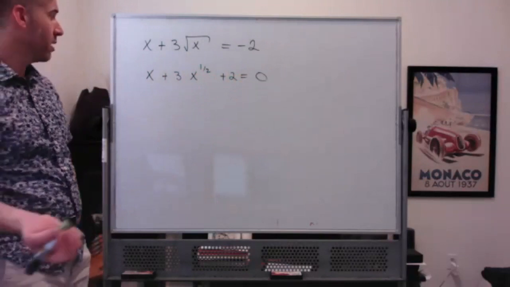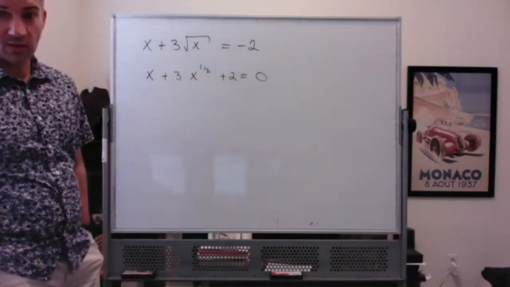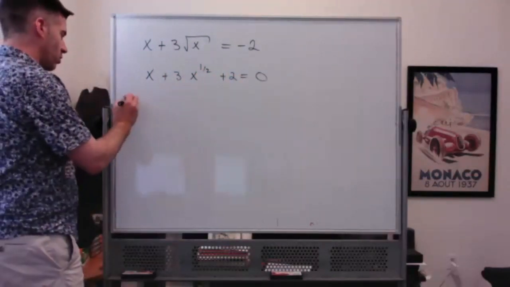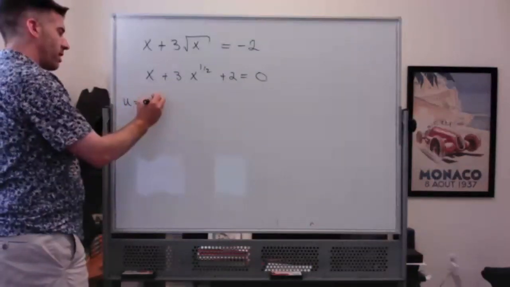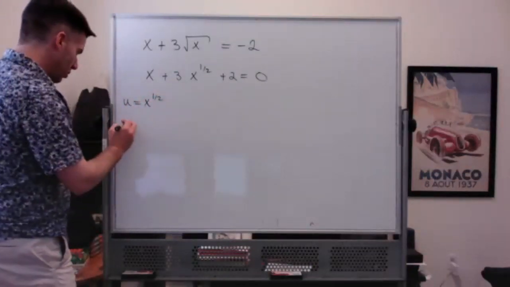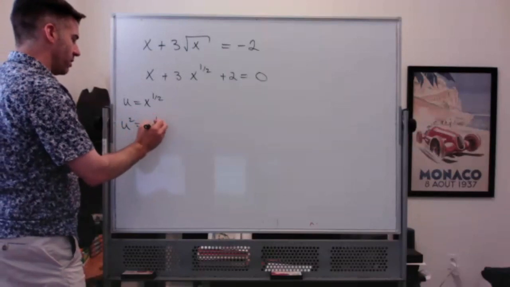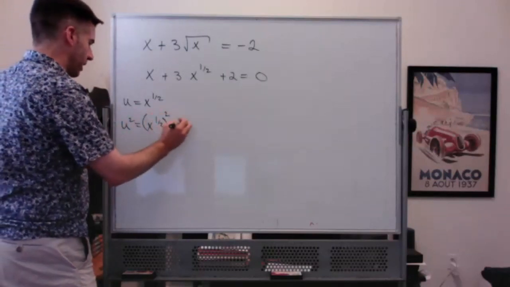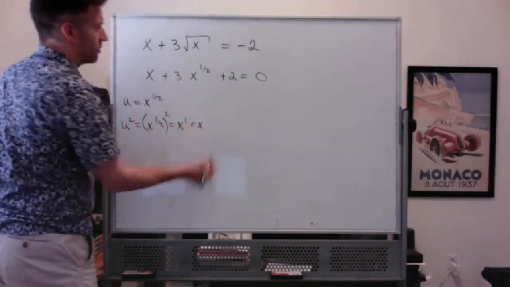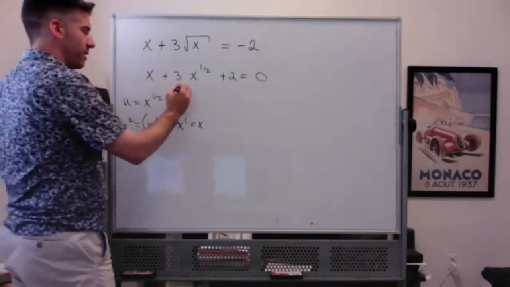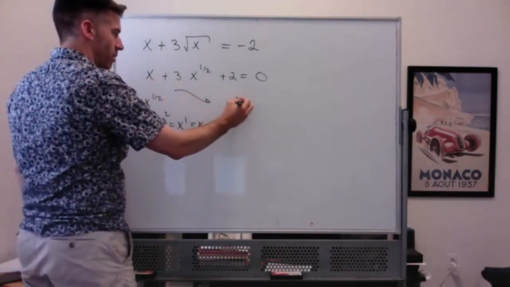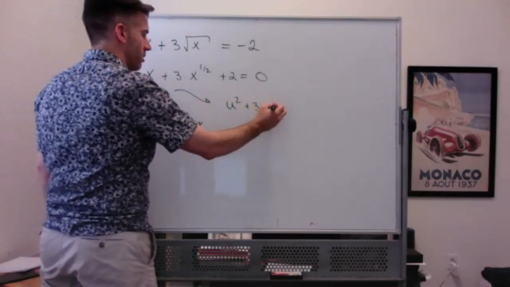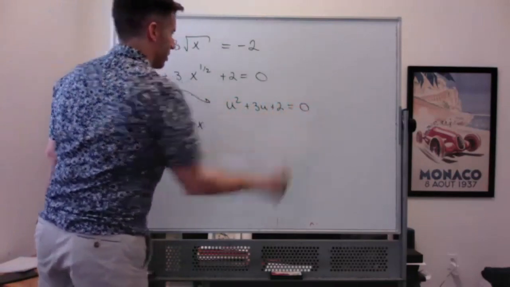All right. And then let's do the usual thing. We're going to let u equal x to the 1/2. And then u squared will be x to the 1/2 squared, which is x to the 1, which is just x. So we're going to rewrite this as u squared plus 3u plus 2 equal to 0.